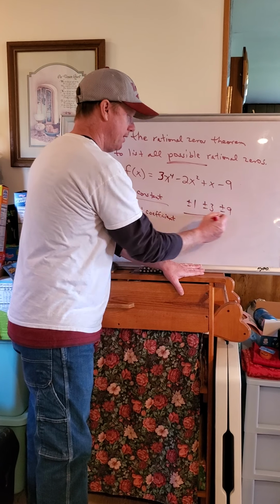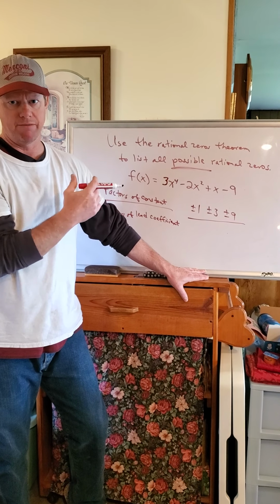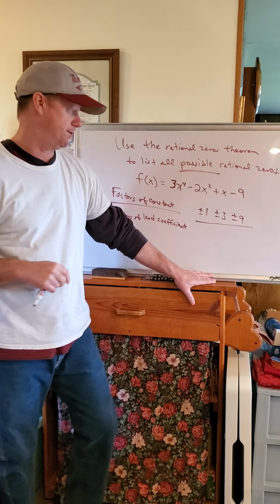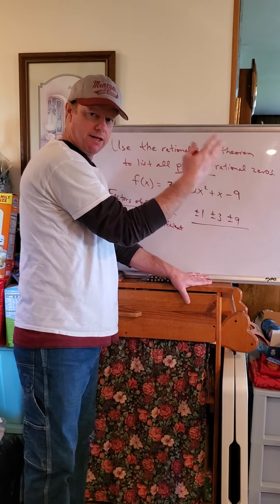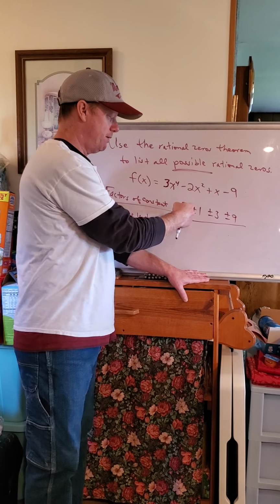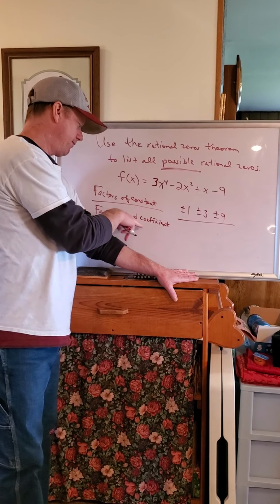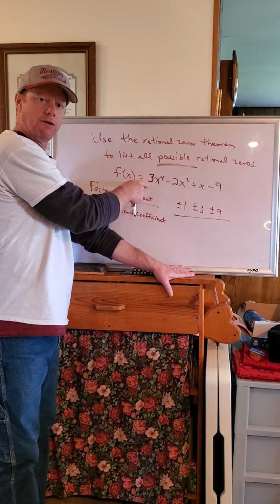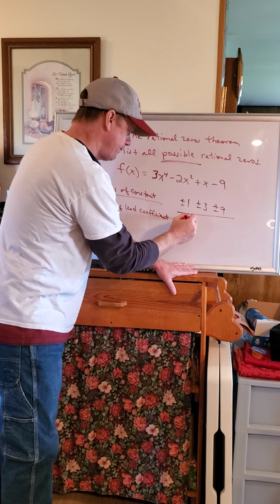And when you follow this formula, you have to put positives and negatives in front of each factor as a possibility. So no matter whether that was a +9 or -9, it doesn't matter. Whenever you answer this question, you put plus and minuses in front of all your factors over the factors of the lead coefficient. Well, the lead coefficient is a 3. The factors of 3 are 1 and 3.